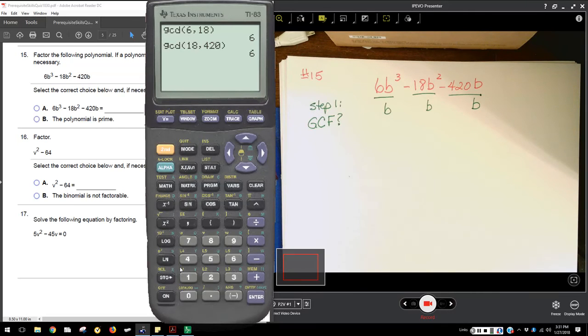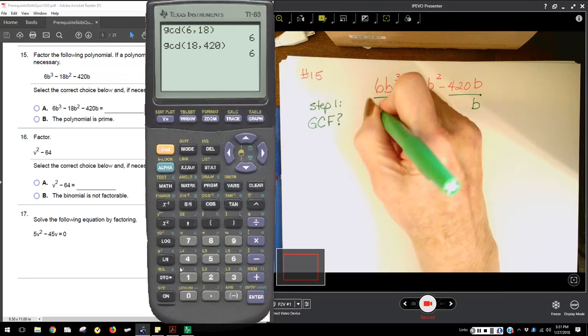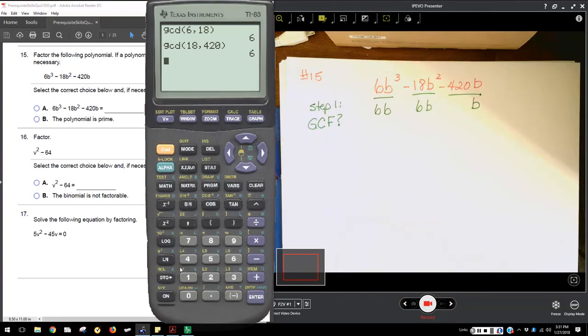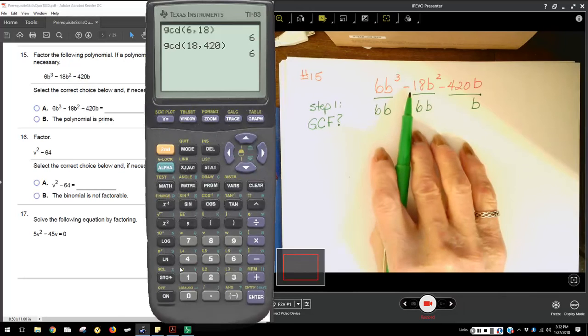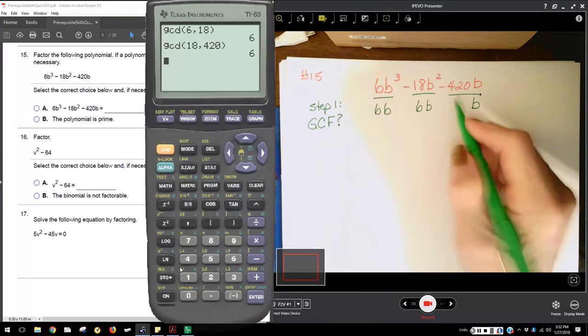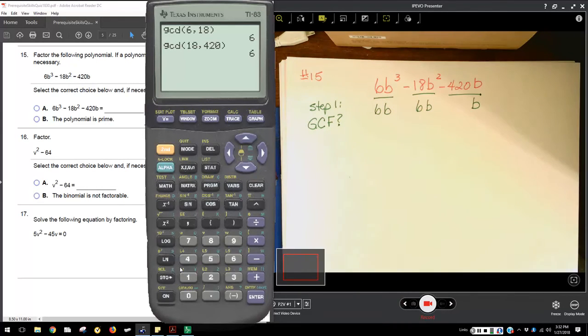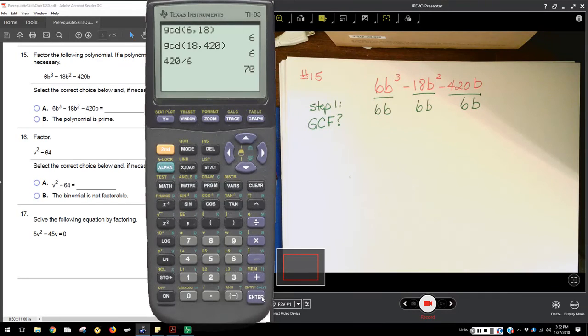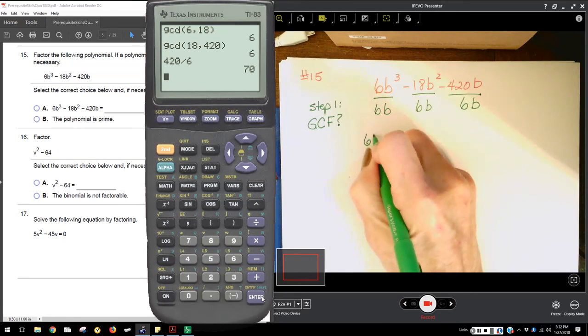And of course 6 divided by 6 is going to give us 1. 18 divided by 6 is going to give us 3. And since it's negative 18, it's going to be negative 3. And the only one you might not know right off the top of your head is the 420, but you can use your calculator right here and divide 420 by 6 to see that it's going to wind up being 70. And again, because negative 420, it'll be negative 70. So your greatest common factor is 6b.